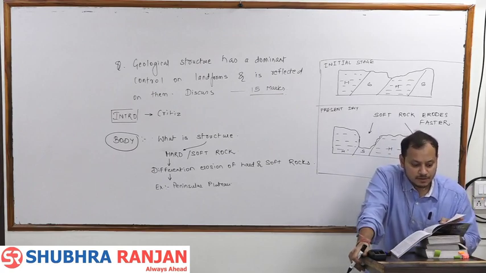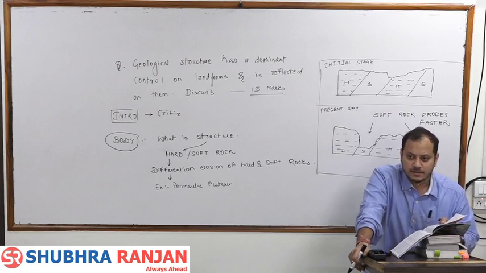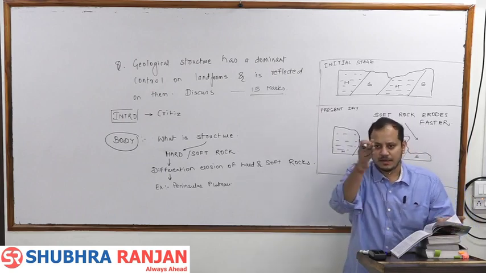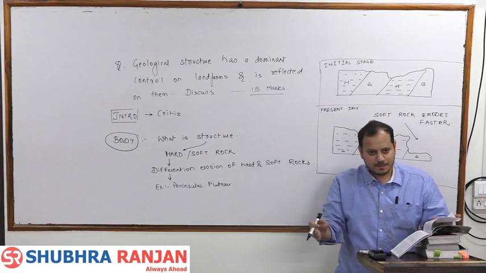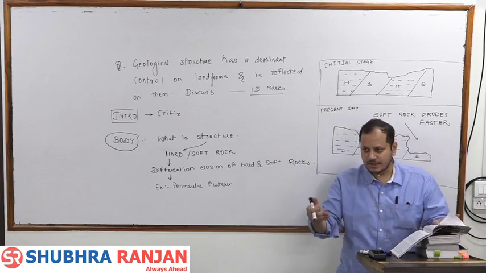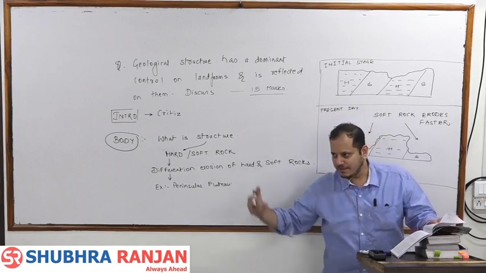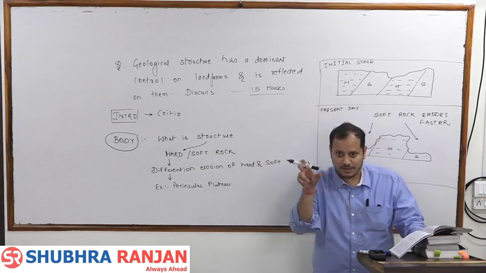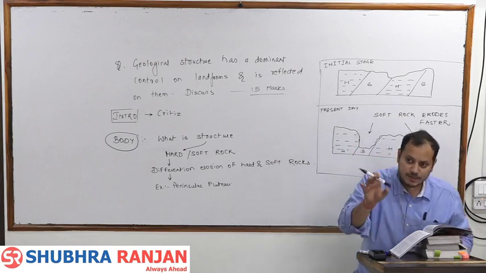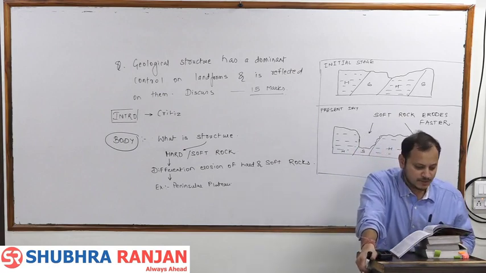Attempt the classification of geomorphic processes. Geomorphic processes: endogenetic, exogenetic, and then under exogenetic there is glaciation, rainfall, then wind. We have not done this, but are you getting how to approach the question? Don't get afraid by looking at the questions here.